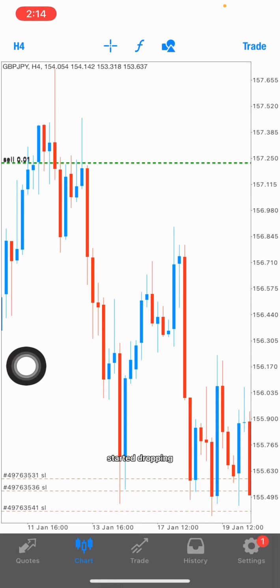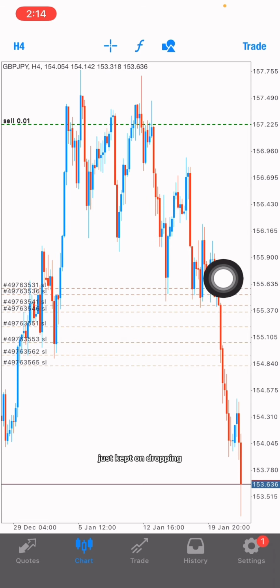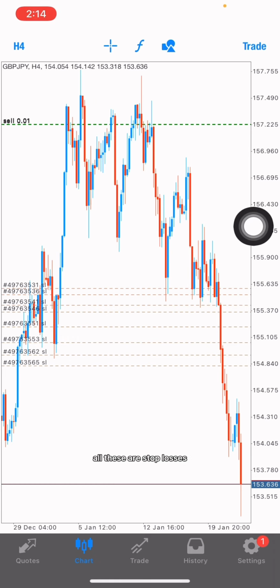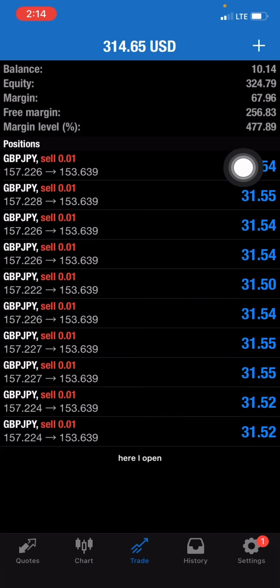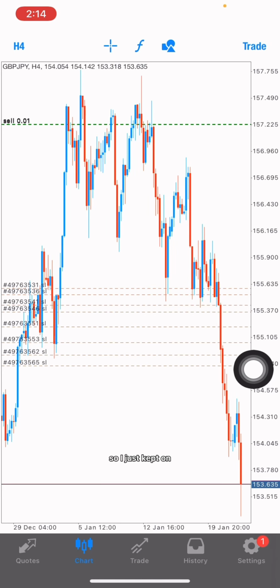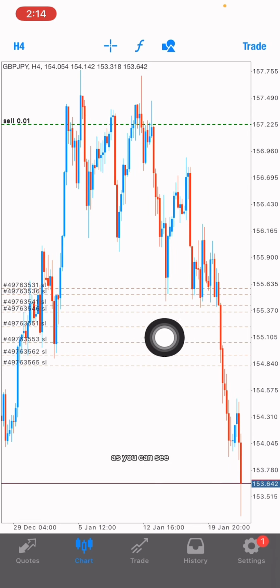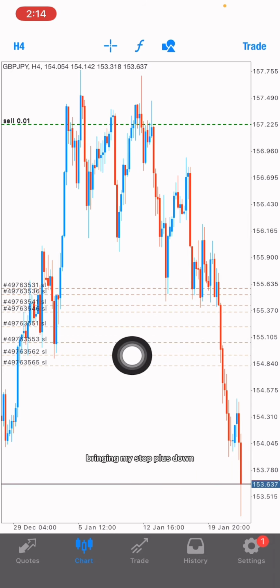But now when the market started dropping and dropping, just kept on dropping, I just kept on bringing my stop loss down here. So all these red lines you see here are stop losses for all those trades. You see, I opened 1, 2, 3, 4, 5, 6, 7, 8, 9, 10 trades. So I just kept on bringing my stop loss down. If this market just keeps on going down, I'll just keep on bringing my stop loss down.